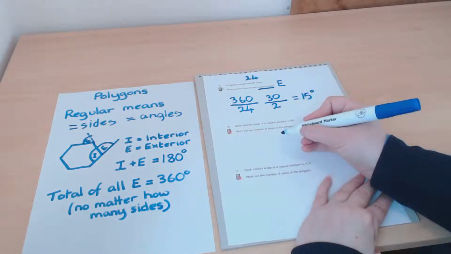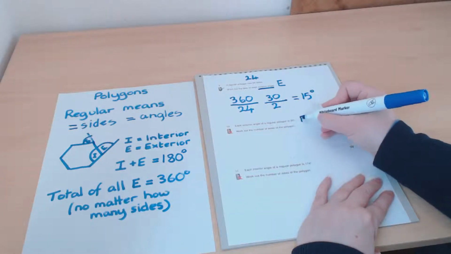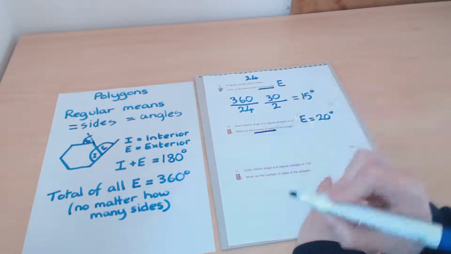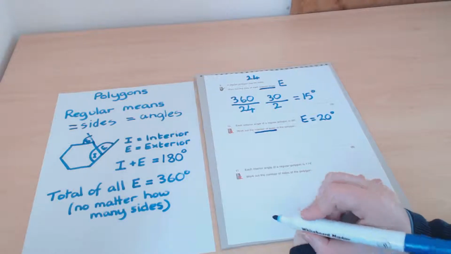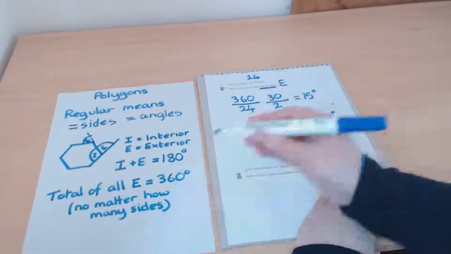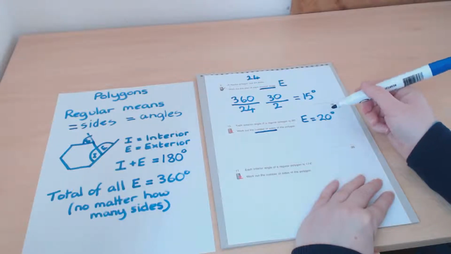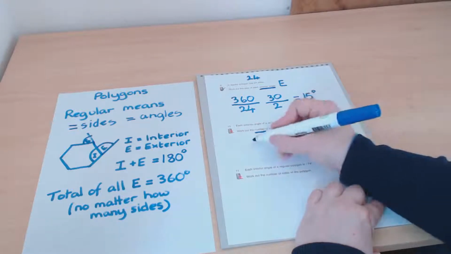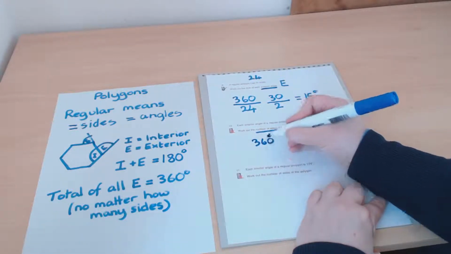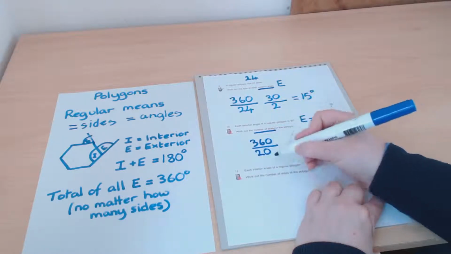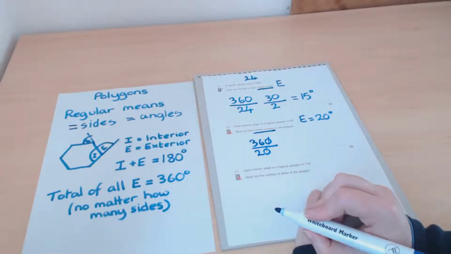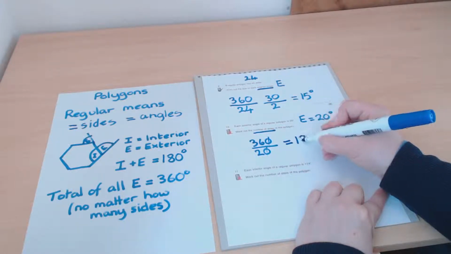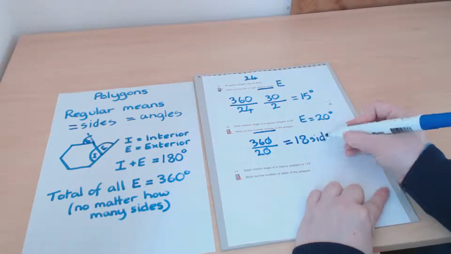The next question tells us that the exterior angle equals 20 degrees and asks us how many sides the polygon must have. So again, we're going to use this fact here. So 20 times whatever the number is must add up to 360. So we can work that out by doing 360 divided by 20. We cancel those by dividing by 10. So we've got 36 divided by 2, which gives us 18. So there are 18 sides.